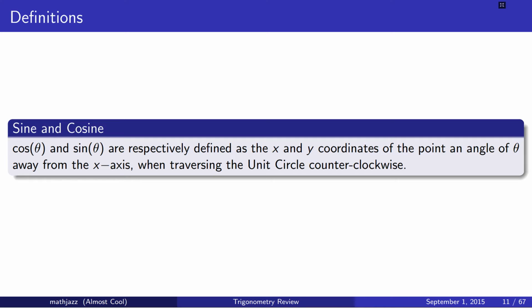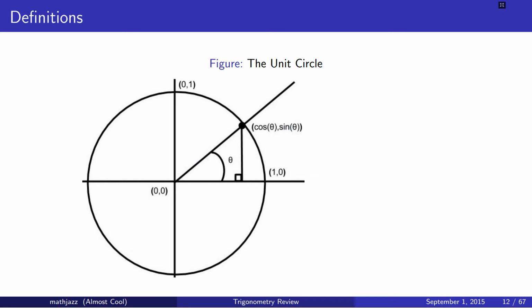Now, sine and cosine, we are going to define these as being the x and y coordinates of the point an angle of theta away from the x-axis when traveling along the unit circle counterclockwise. Here's a diagram that shows that. So if we were to start at the point 1, 0 and travel around the circle counterclockwise an angle of theta, we would hit a point here.